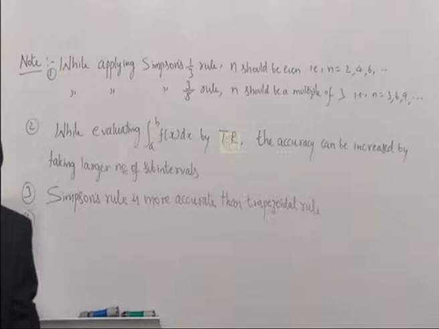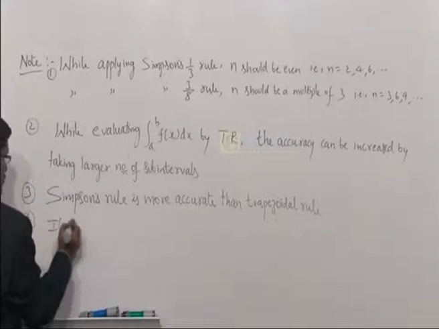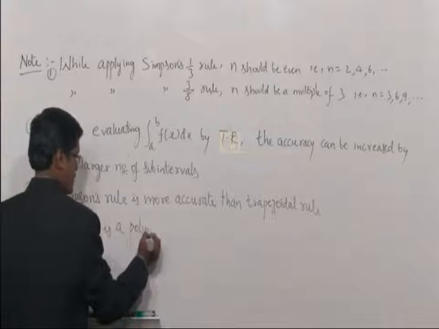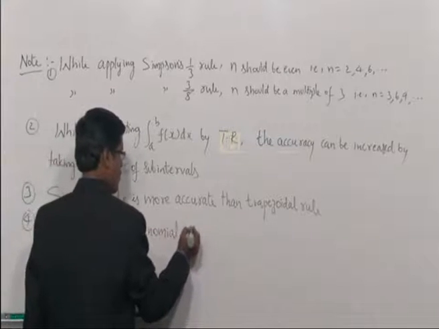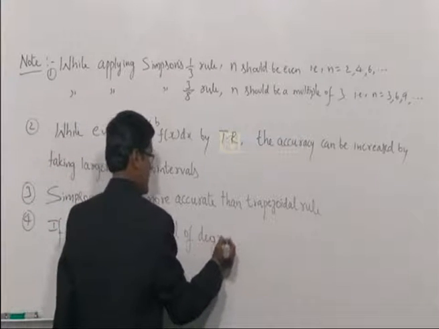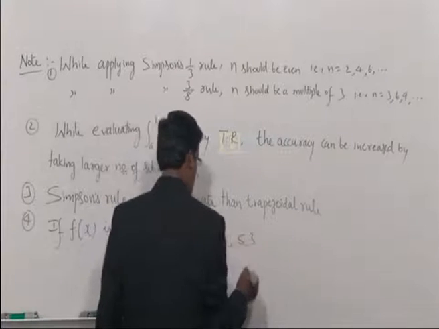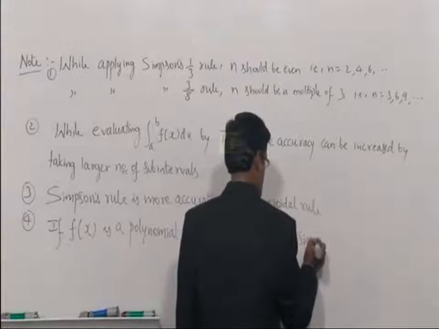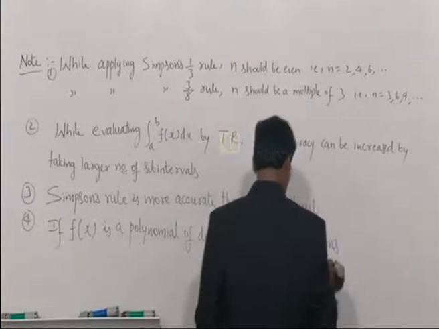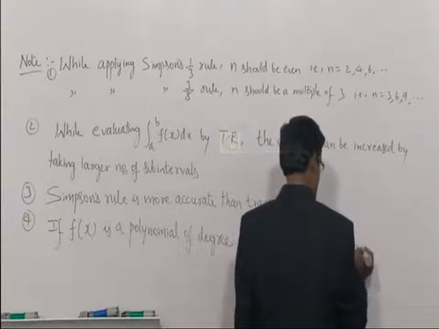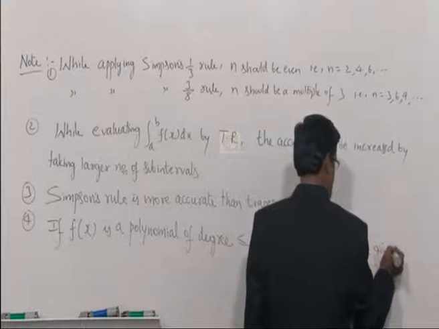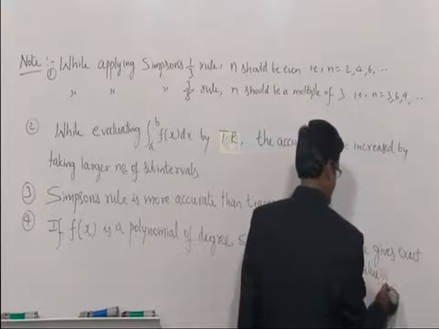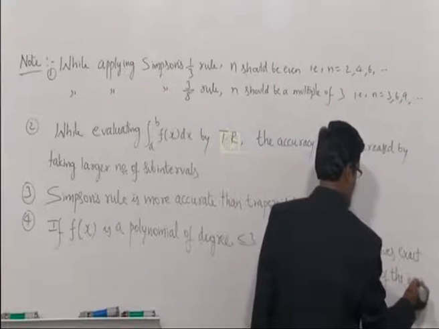4. If f of x is a polynomial of degree less than or equal to 3, then Simpson's rule gives the exact value of the integral.